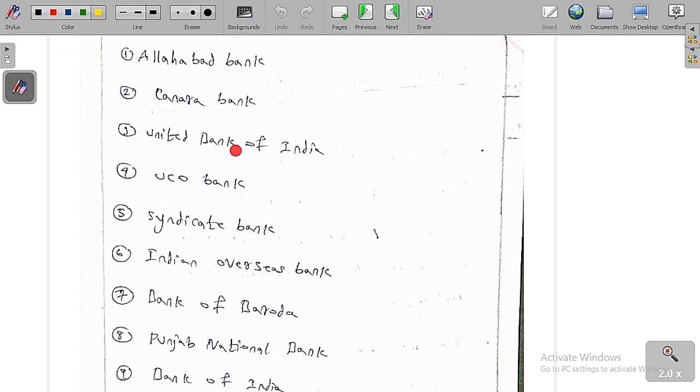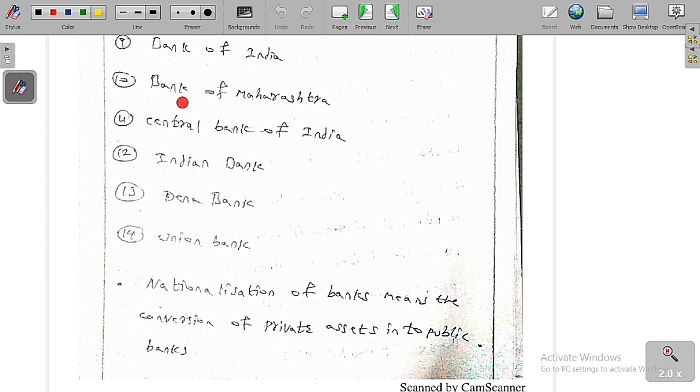Allahabad Bank, Canara Bank, United Bank of India, UCO Bank, Syndicate Bank, Indian Overseas Bank, Bank of Baroda, Punjab National Bank, Bank of India, Bank of Maharashtra, Central Bank of India, Indian Bank, Dena Bank and Union Bank. So these are the 14 banks which have been nationalized by Indira Gandhi in the year 1969 because she was the Prime Minister and also the Finance Minister.